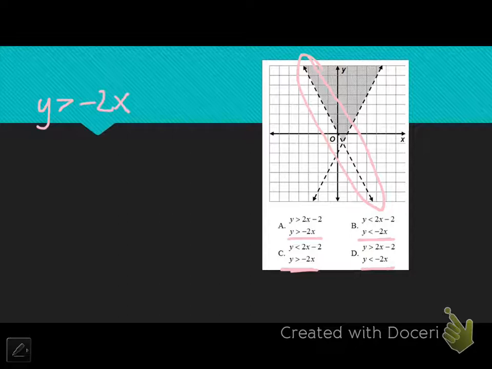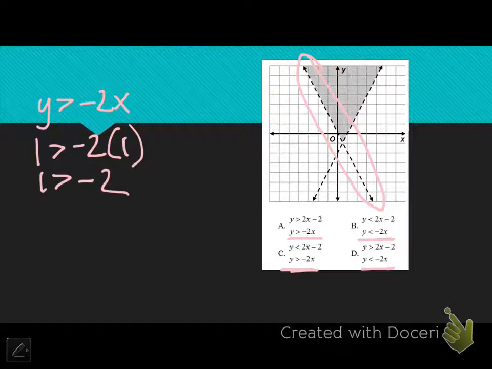So since we notice 1, 1 is shaded for that one, we know that it has to be true if I plug it in. So let's try it. We're trying this first A here. Is 1 greater than negative 2? Well, yeah, it is. So we have to make sure that we keep this sign because it has to be true. That is the only one that's going to be true for that second part.